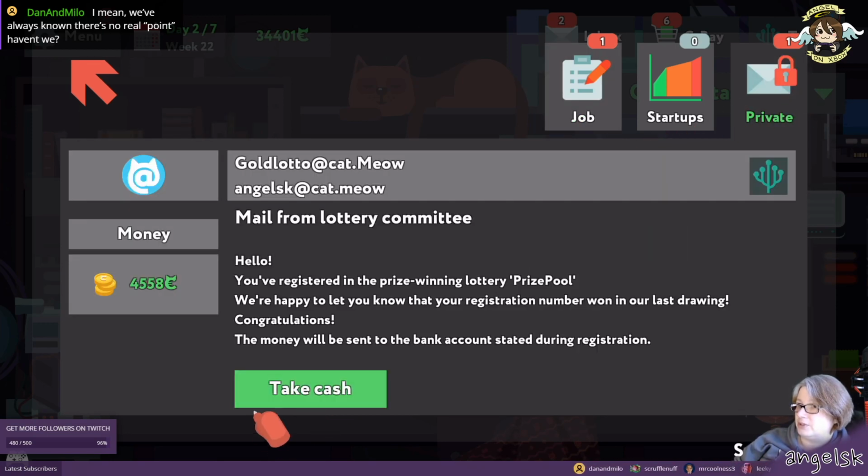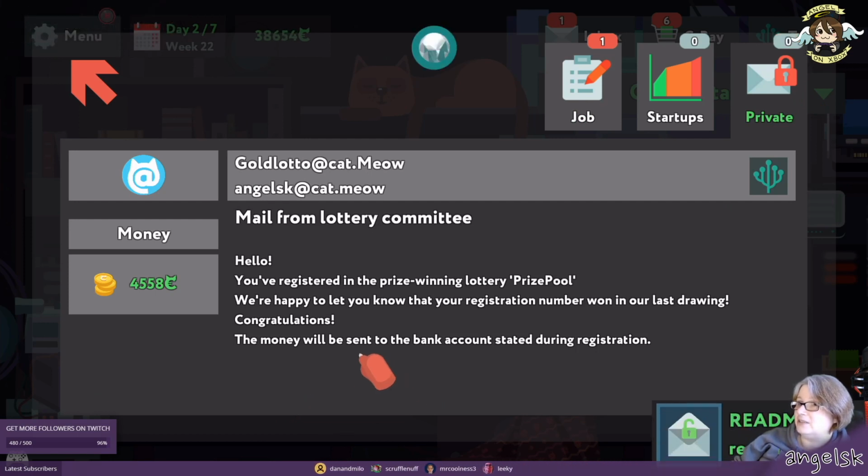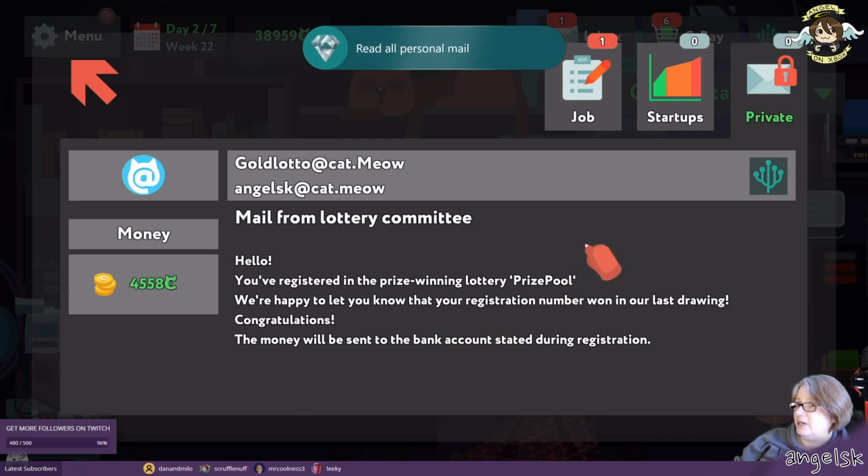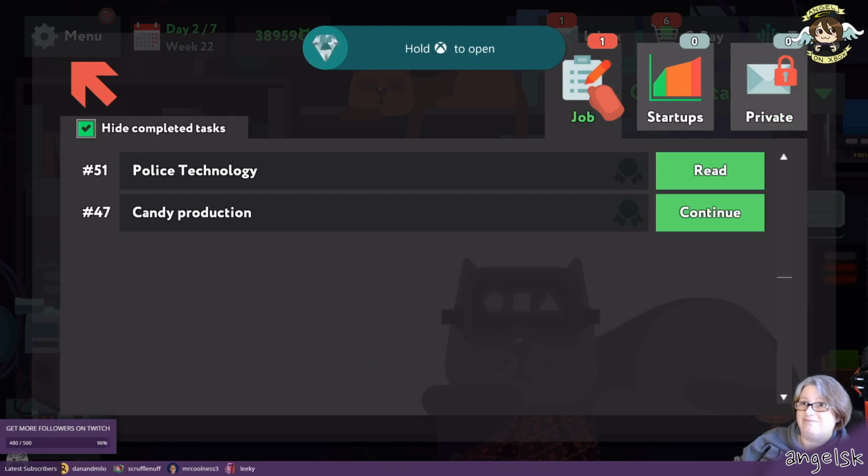Oh, mail from the Lottery Commission. Registered. We've won. Take cash. Oh, and I got a bloop for that. Read me, reader. Read all personal mail. Cool. And I got monies.